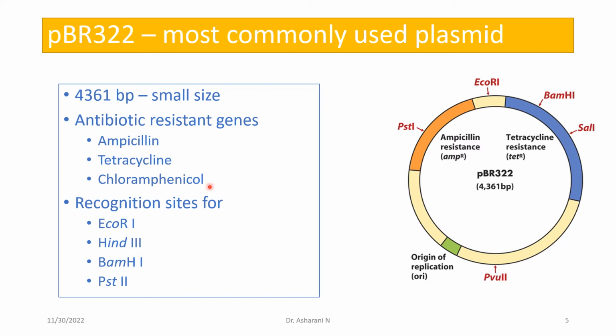Apart from this, pBR322 has many recognition sites for various restriction endonucleases. For example, it has recognition sites for EcoR1, HindIII, BamH1, PstI. So all these features make this E. coli plasmid pBR322 the most commonly used plasmid in recombinant technology.